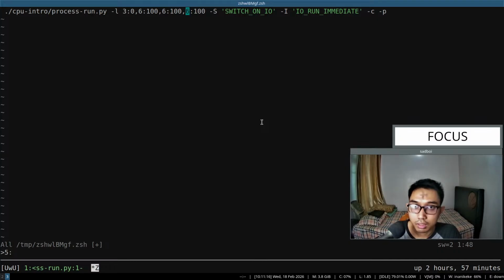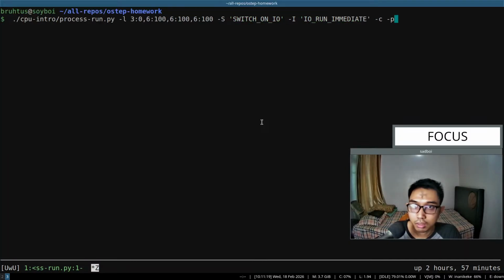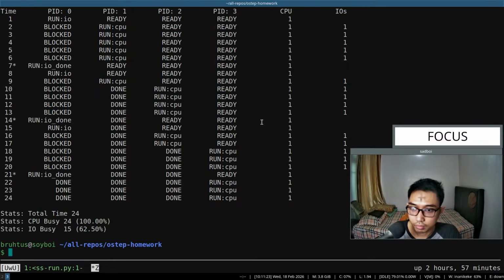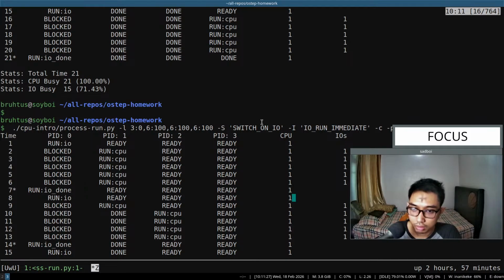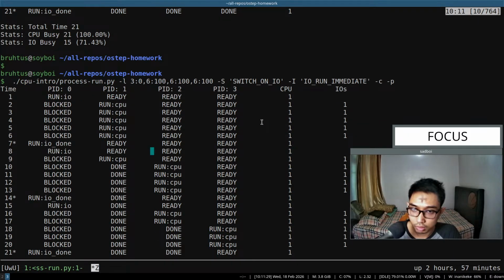5, okay. Alright, let me check. Okay, 24. The time is 24. Right. We haven't finished every process yet, and we are switching to the input output and run the last process.